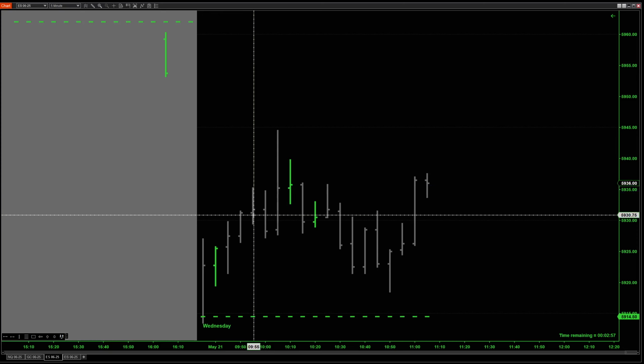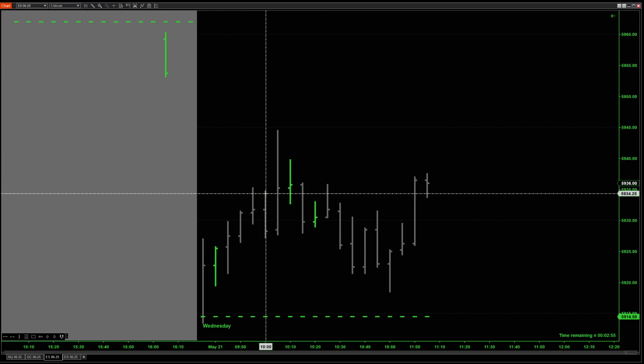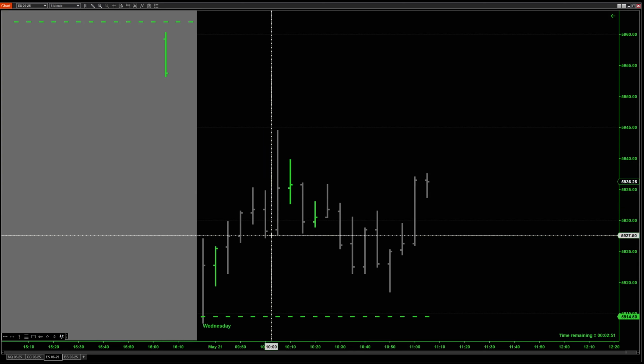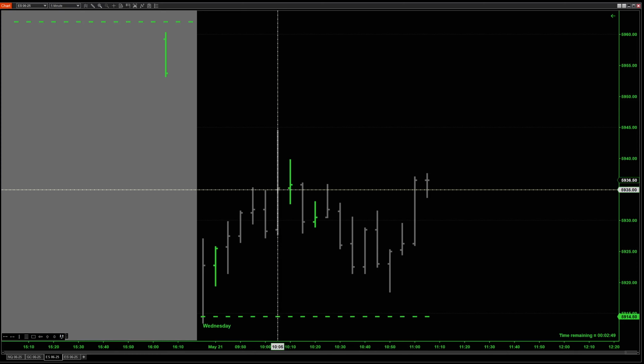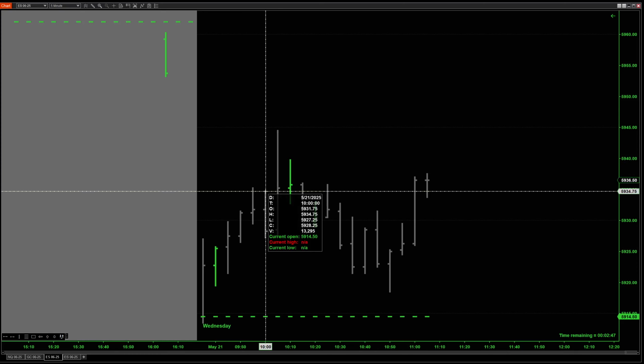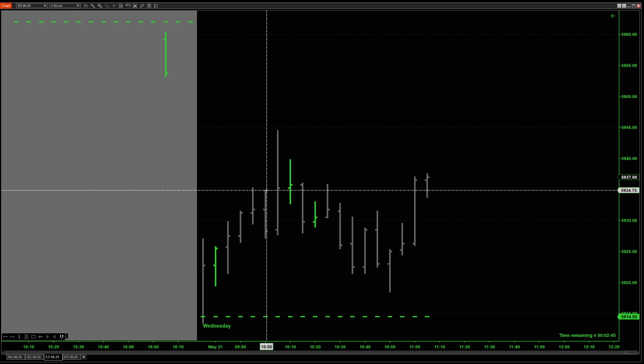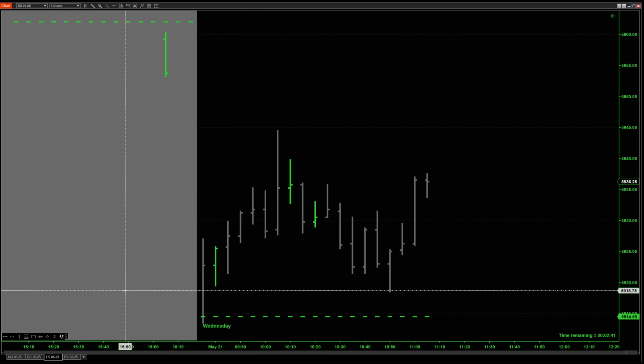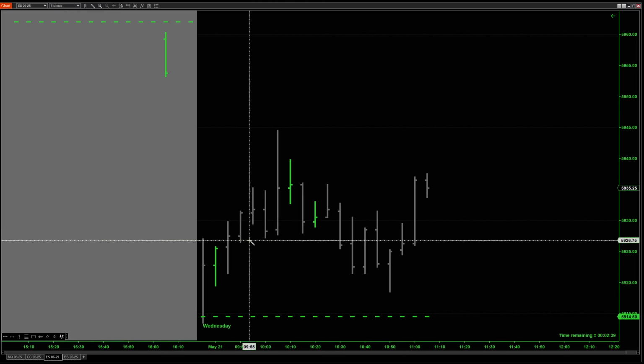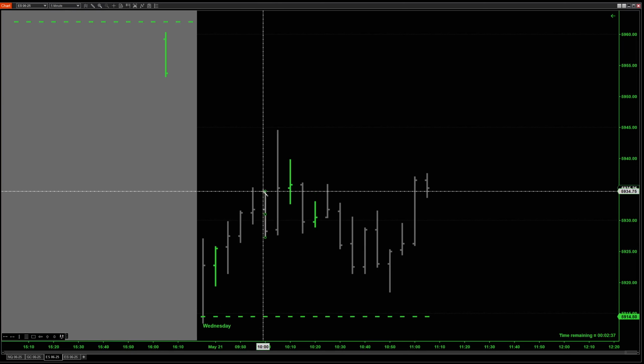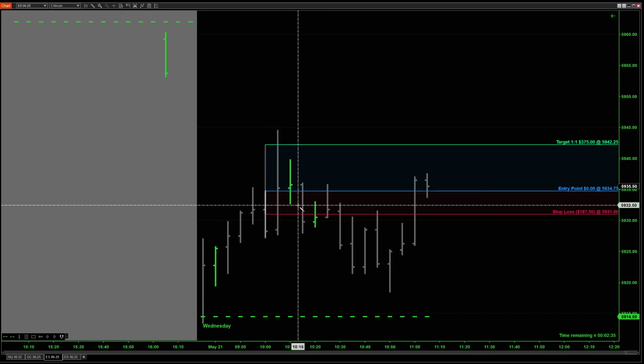But now that we have a lower low and a lower high, we're looking for the next bar that makes a higher low and a higher high. So when this bar closes, we would put a buy stop at the high, 34.75. We're looking for a 1-to-1 profit target.